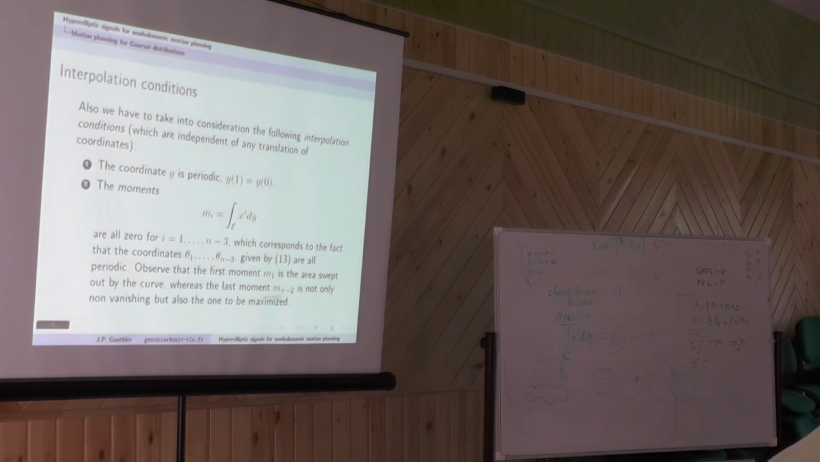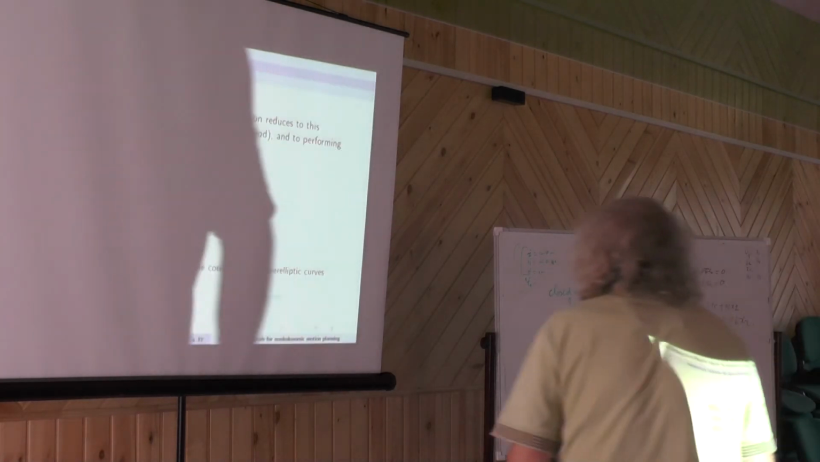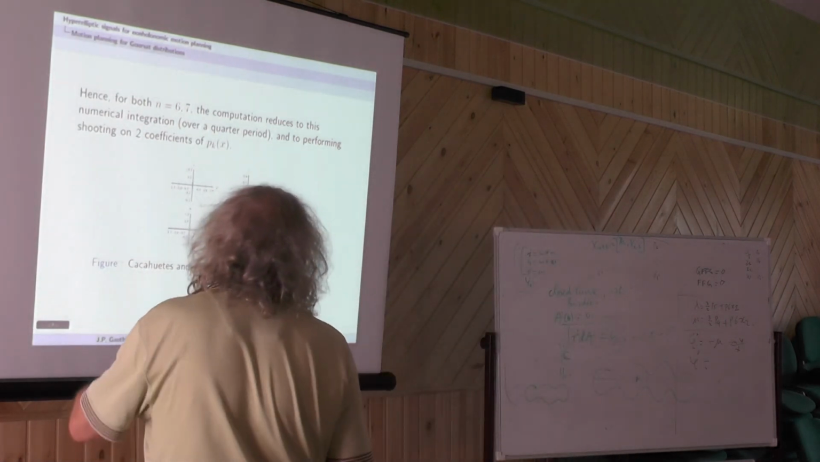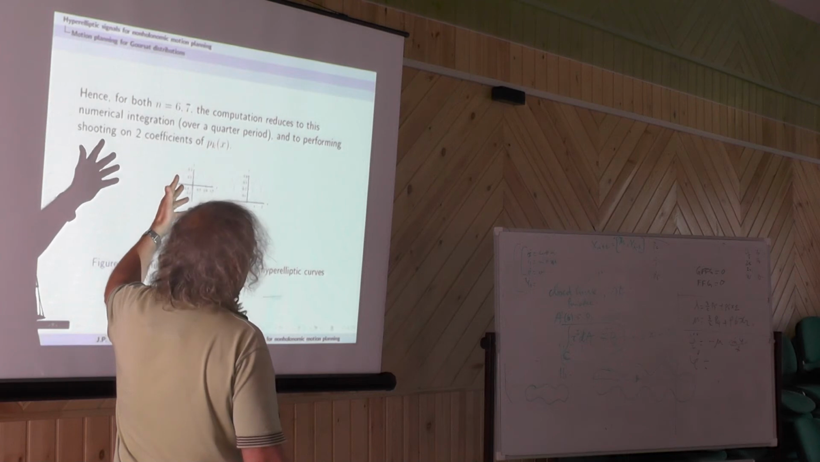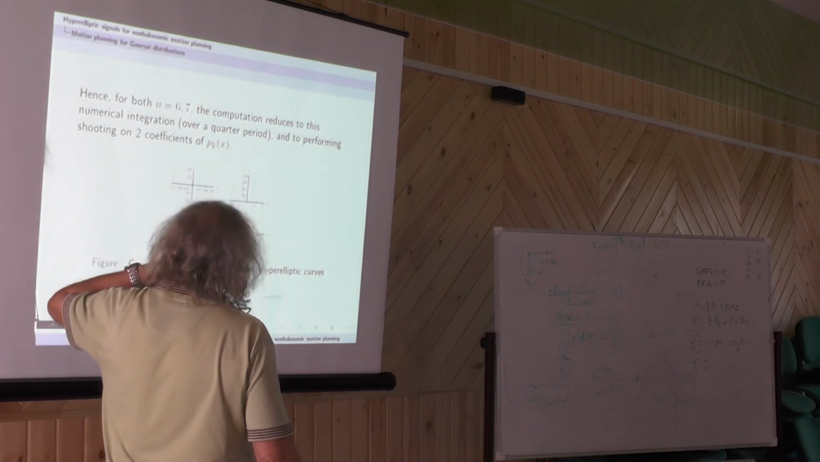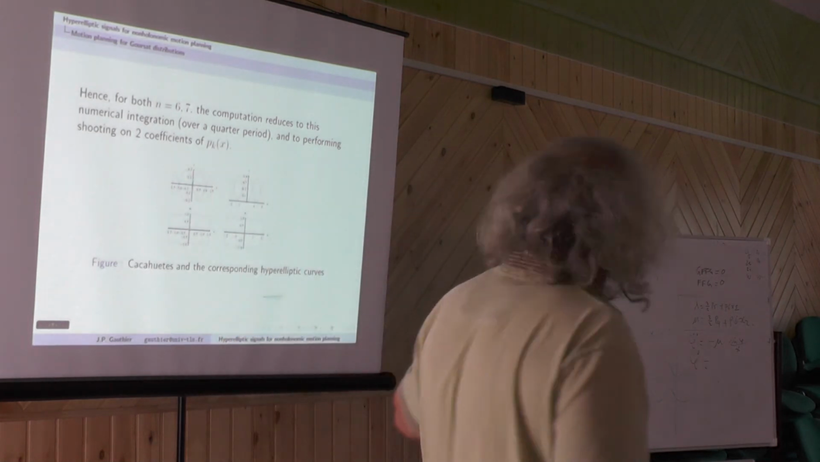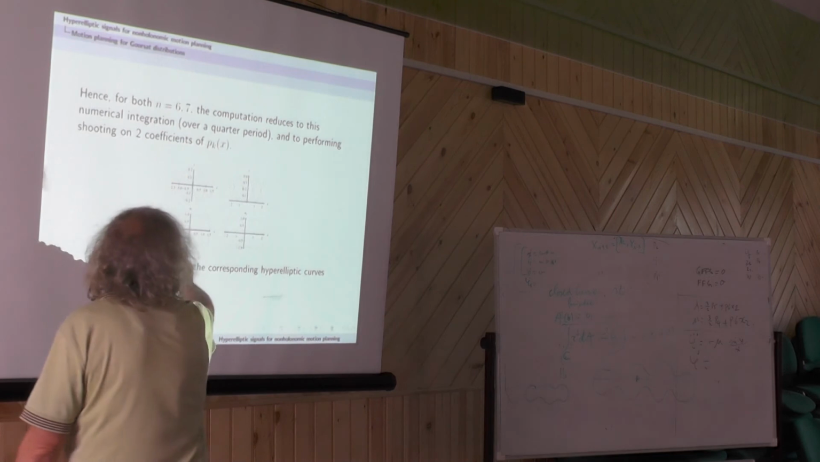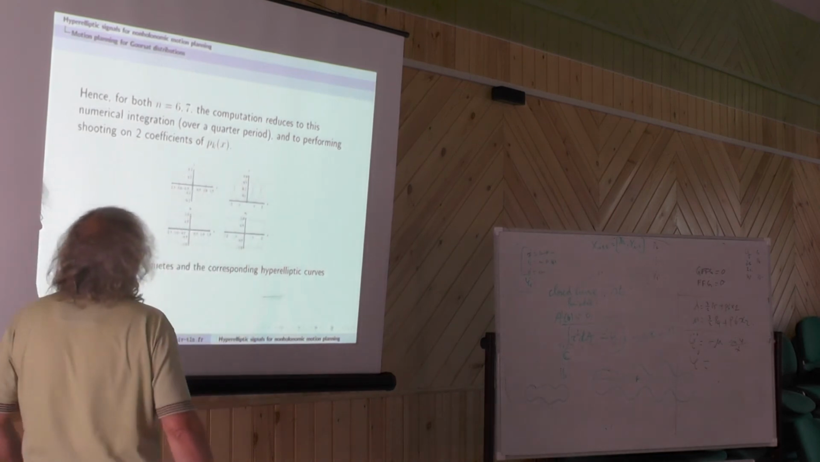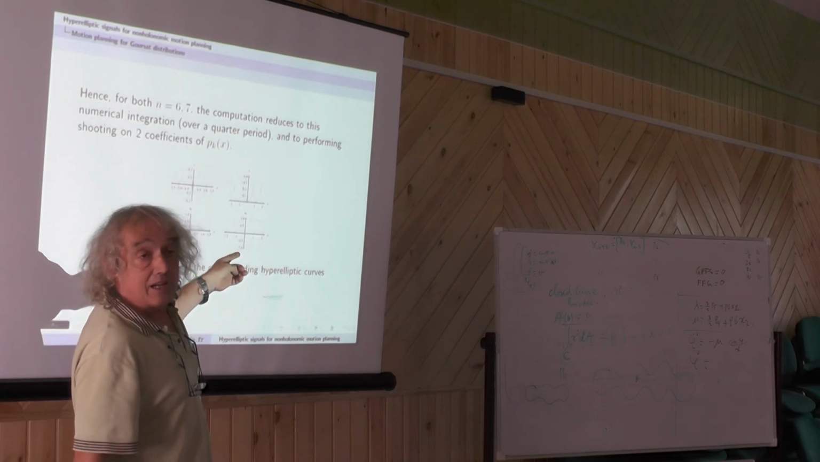If you compute this hyperelliptic curve, then you get these motions. It has been computed for n equals 6 and 7, then 3 and 4 trailer. So here are the peanuts, and here are the optimal hyperelliptic curves.